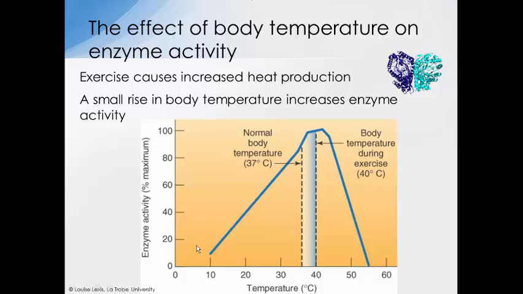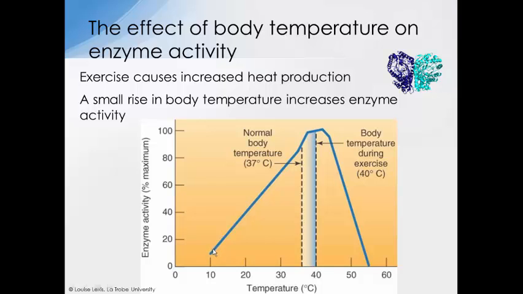If we take a look at this graph, we've got temperature along the x-axis and enzyme activity on the y-axis. And the units for enzyme activity are percentage of maximum. If you think about normal body temperature, it's 37 degrees Celsius, shown here by this line. Now, as we increase our intensity of exercise, we're producing more heat, our body temperature does increase.